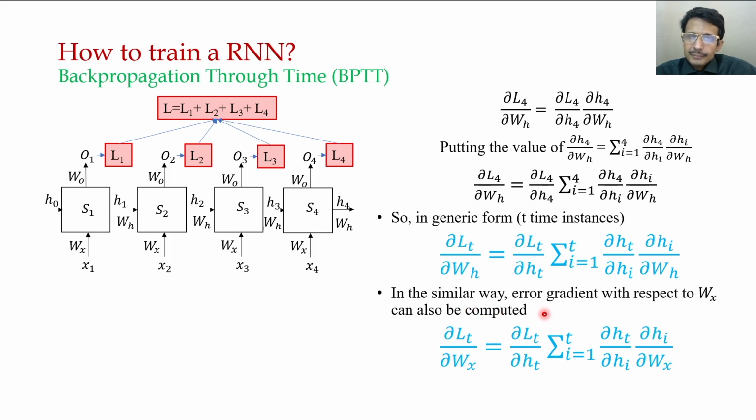In a similar way, Wx also can be handled, because it also comes through this. So the error gradient with respect to Wx can be computed this way, with del LT and del HT, and the only difference is that there is WH in one case and Wx in the other. That's it. Okay.